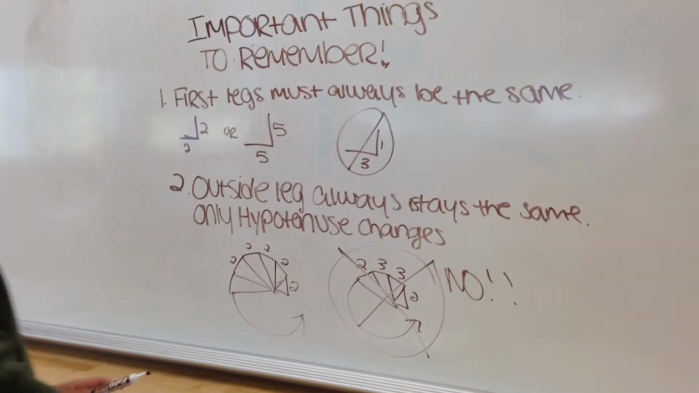Now, important things to remember is that the first legs must always be the same. You can't do like one leg is 2 and one leg is 3. No. You got to do both legs the same, like 2 and 2 or 5 and 5. And another important thing is that the outside legs are always going to be the same number. Like I started with 2, so the next leg on the outside is going to be 2, and it's just going to keep being 2.